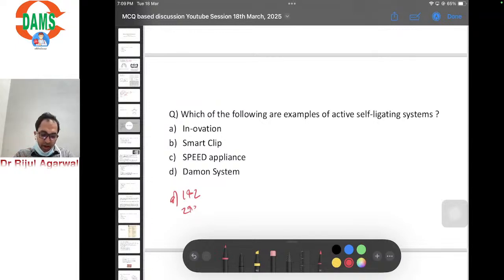So there are two things, active self-ligating and passive. Someone said, Dr. Ruchi Gupta says A. Okay, B, B and D, C also, B and A.